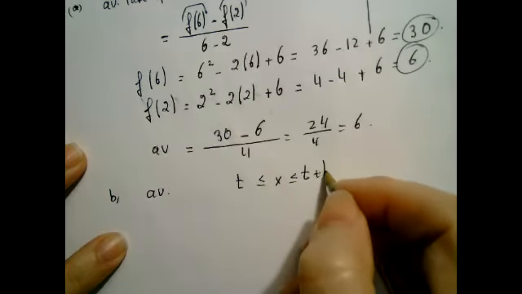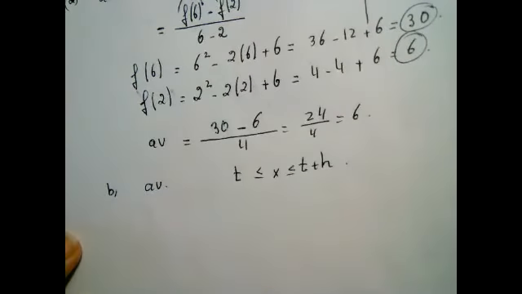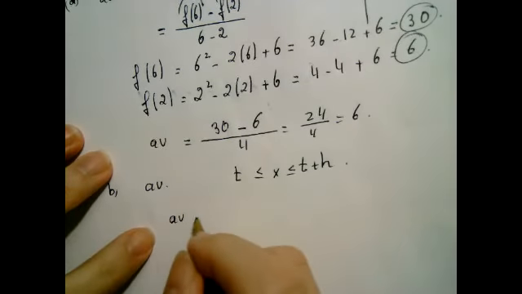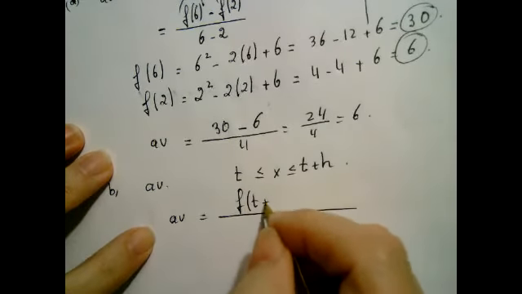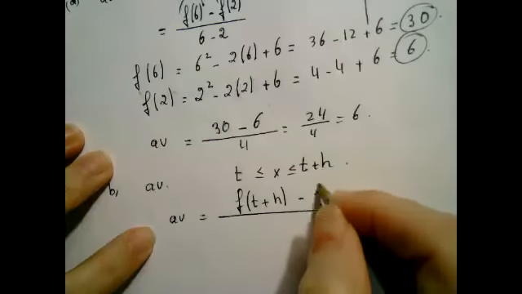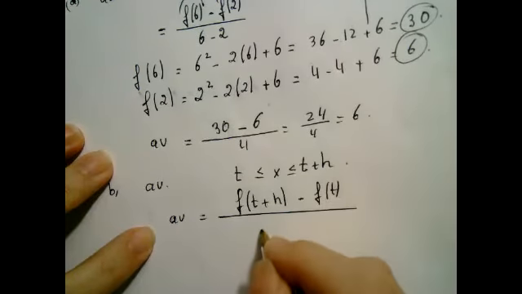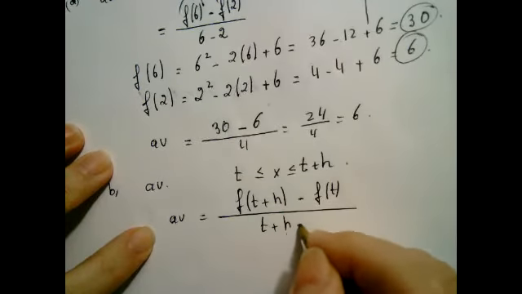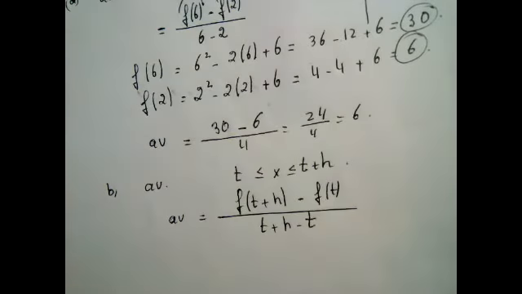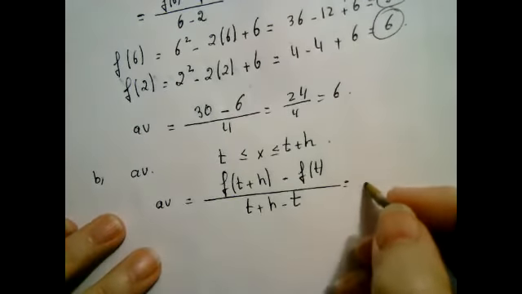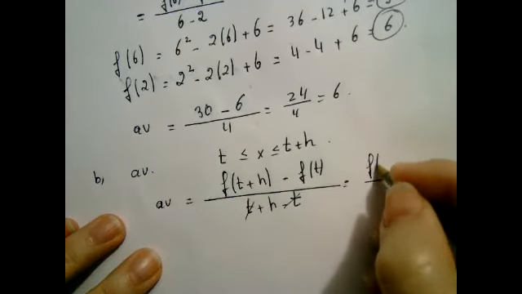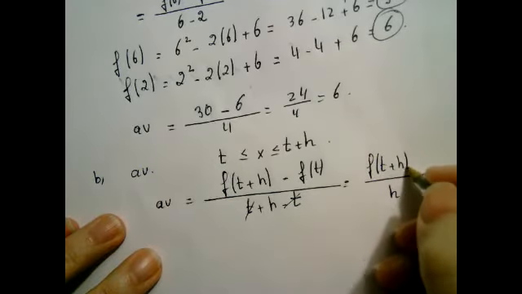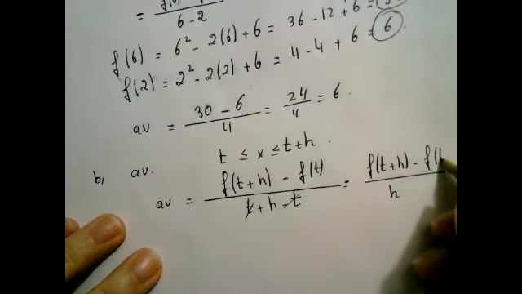And t plus h. Okay. Again, verbatim. We're going to do everything verbatim. So, what's the average rate? It's f at t plus h minus f of t over t plus h minus t. Okay. And now the denominator is easy, that's h. So this will leave me with f of t plus h minus f of t.